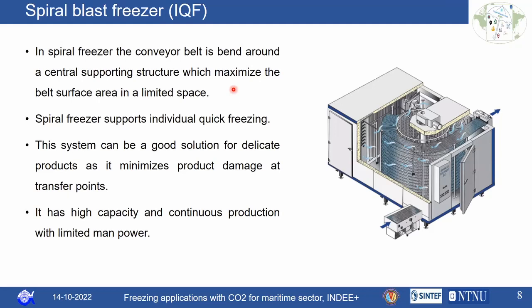Here you can see an image of a spiral freezer. This spiral freezer has a conveyor belt that is built around a central supporting structure, so that the belt has a large surface area in a small space.